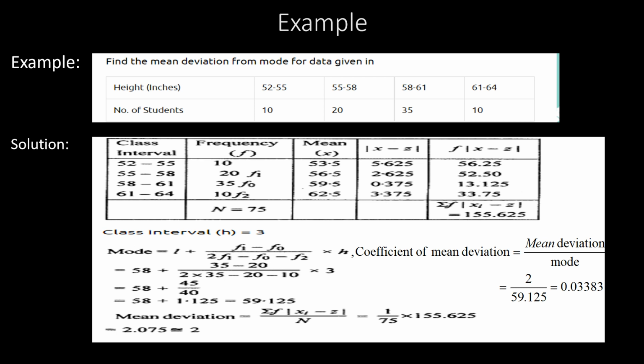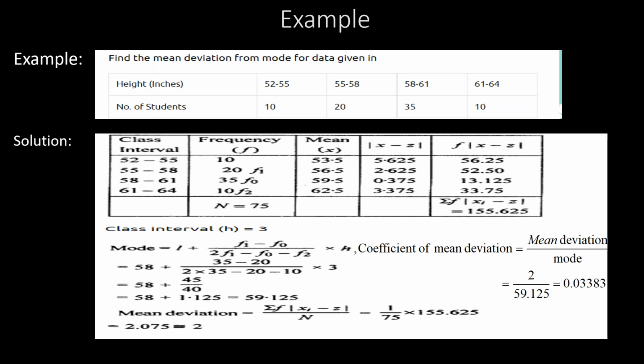Once you get the mode value, we have to find the absolute deviations of the mid values from the modal value. How to find the mid values is already known to you: find the average of the lower and upper limit. Here the values are 53.5, 56.5, 59.5 and 62.5. Find the deviations of these mid values from the modal value, and after finding these deviations, multiply this column with the frequencies column to get the sum of the frequencies multiplied by the absolute deviations of the mid values from the modal value. Here the total is 155.625.